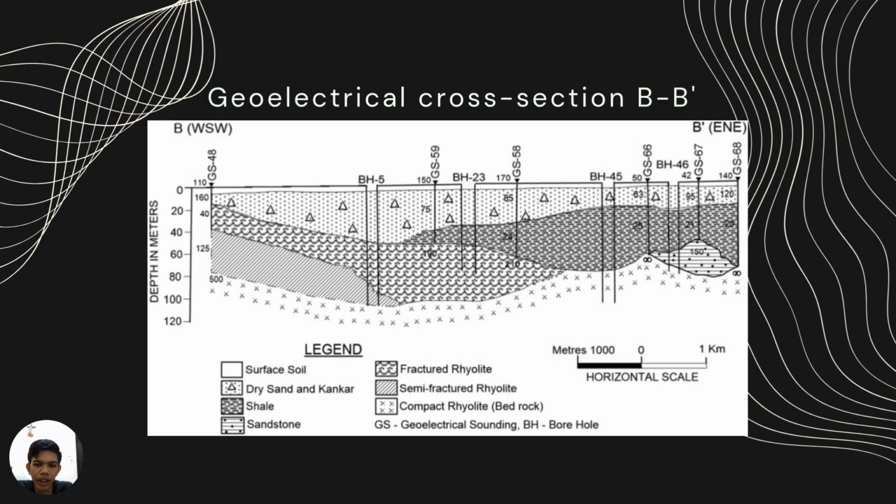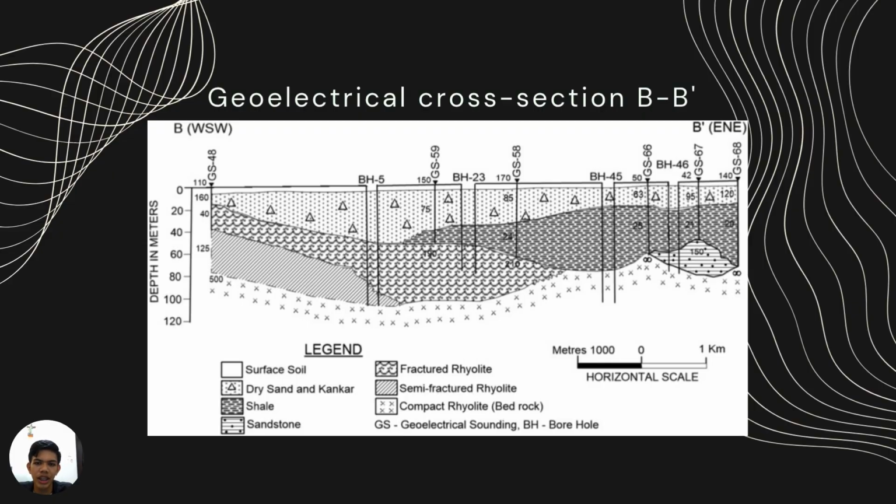The second geoelectrical cross-section runs about 6.6 kilometers in a west-southwest to east-northeast direction and passes through an area with known water leakage. It was created using data from 6 geoelectrical soundings and borehole information to understand the underground geology better. The top layer varies in resistivity from 42 to 170 ohm meters and is about 14 meters thick. Below that, there is a layer of sand and kankar with resistivity between 40 and 120 ohm meters.